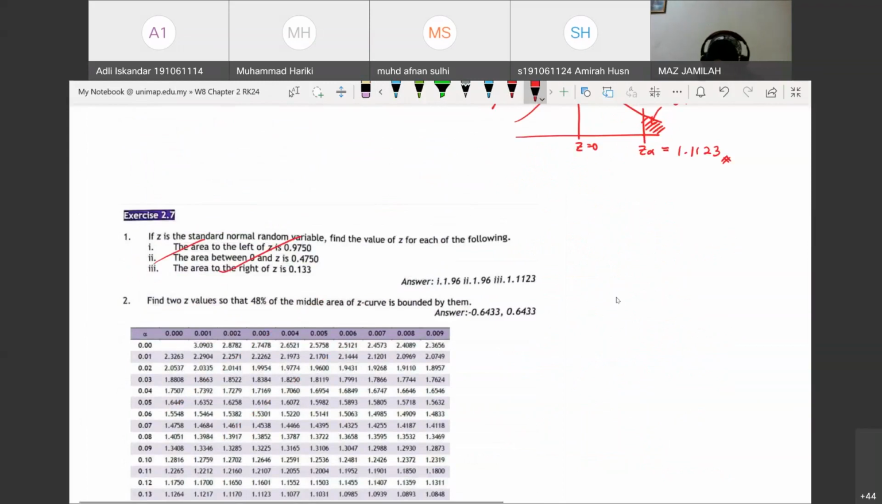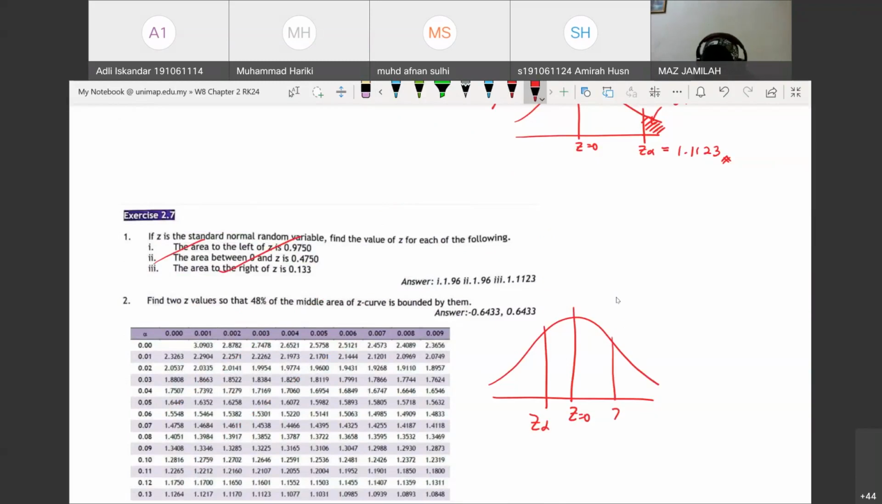Okay, so we are talking about the area between two values. We know that Z is equal to 0 at the middle. So we have Z alpha here, and Z alpha here, and the shaded area is given by 48%, or we can say 0.48. And of course, here it will be a negative value.